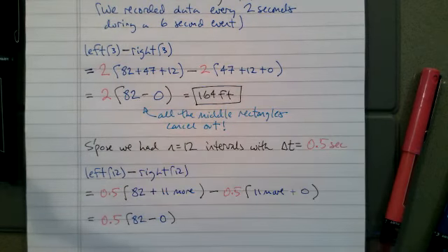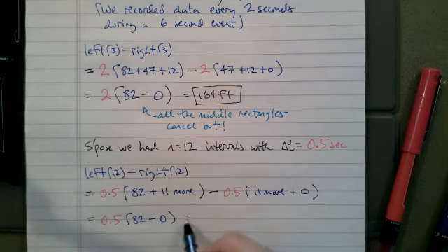If during those 6 seconds we only record the velocity every 2 seconds, our left and right estimates of the distance will be within 164 feet. That's not very good. But if we do left 12 and right 12, if we record the data every half a second, rather than every 2 seconds, now the difference between left and right will be only 41 feet.